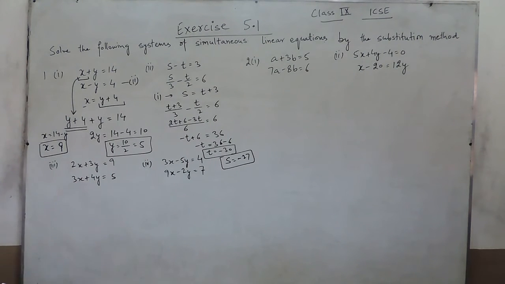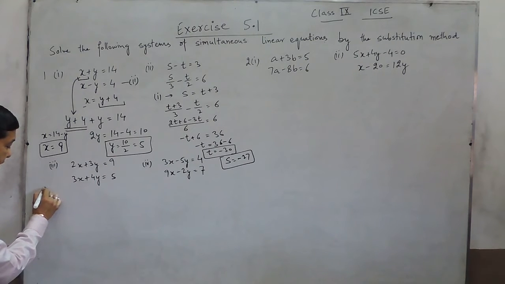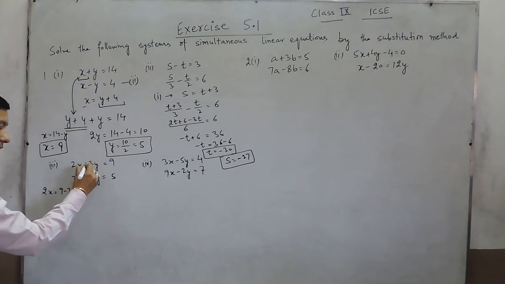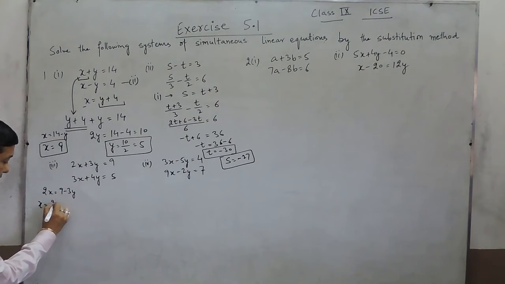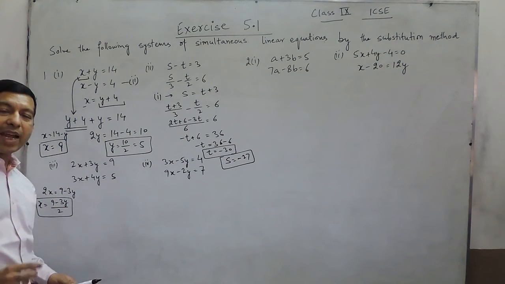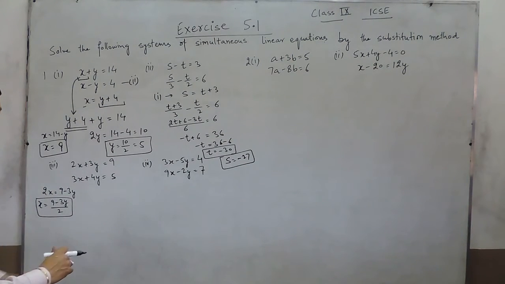Again, if we talk about the third part of question number 1, from the first equation it is clear that 2x is equal to 9 minus 3y. This 3y going to the right hand side becomes negative, and the value of x becomes (9 minus 3y) upon 2. Now we have to substitute this value of x in the second equation. Keep one thing in mind: if we find the value of x from the first equation, we substitute it in the second. If we find the value of x from the second equation, we substitute it in the first one.